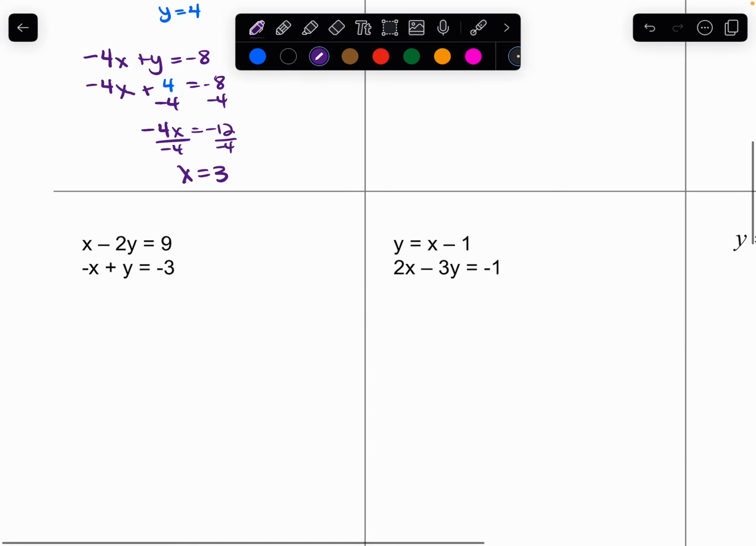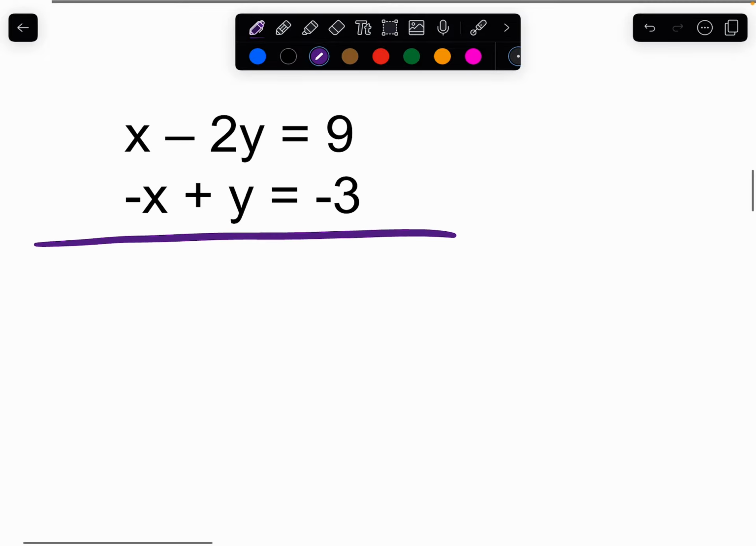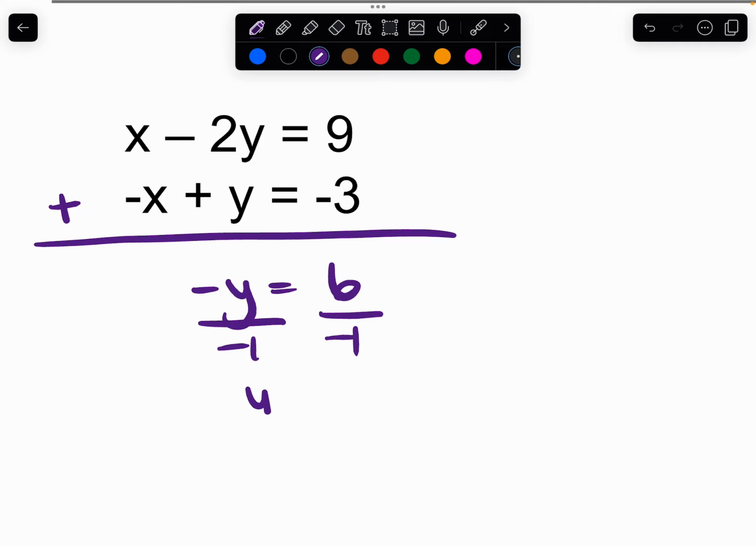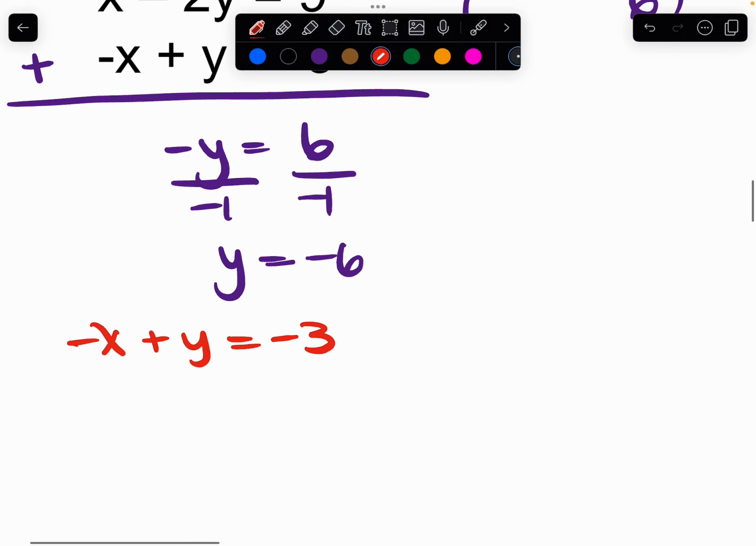Okay, I'm going to go ahead and do elimination down here. If I add straight down, the x's cancel. I get negative y equals 6. I divide by negative 1 on both sides, and I get y equals negative 6. Then I'm going to go ahead and pick negative x plus y equals negative 3 to plug that into.